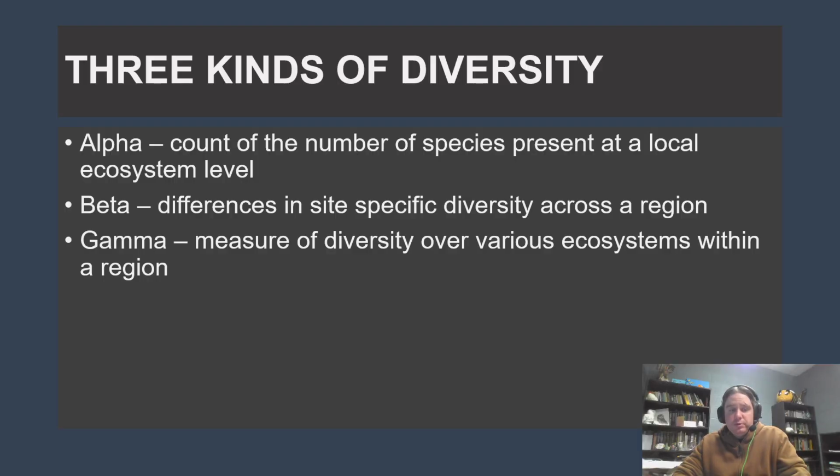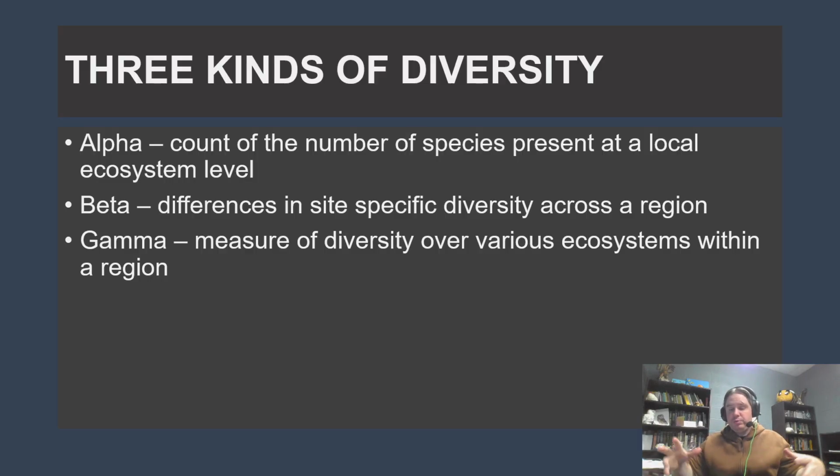I'm not going to talk about this in great detail. This is very, very, very basic stuff. But there are three kinds of diversity that we typically talk about: alpha, beta, and gamma. Alpha diversity is just species richness at a specific local scale.